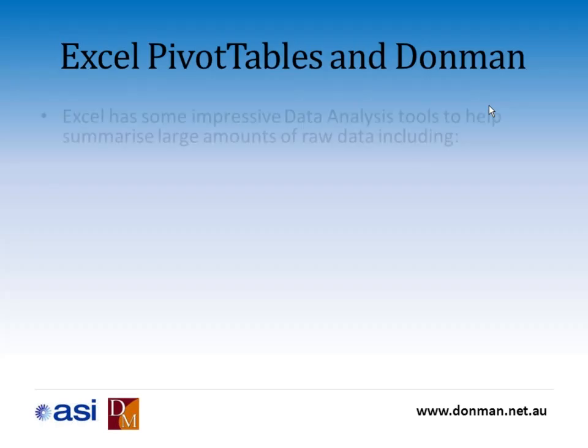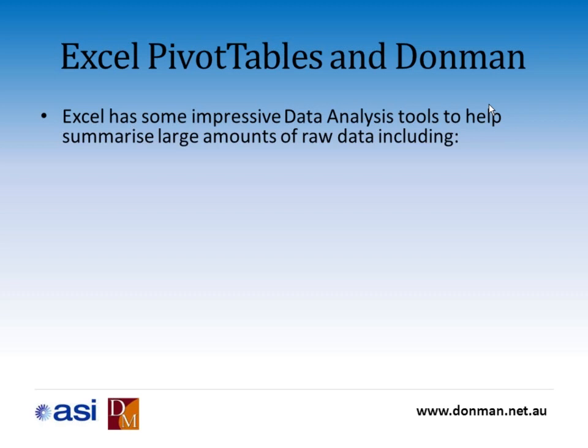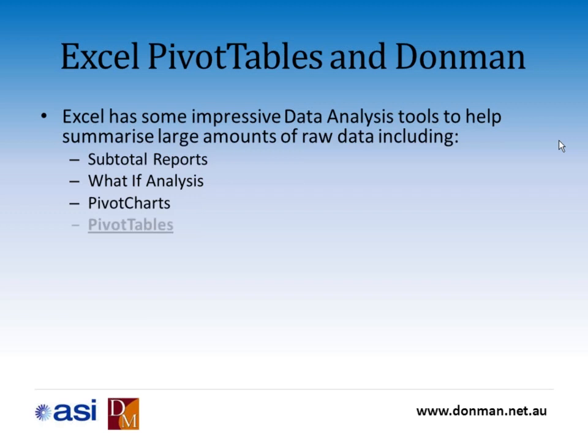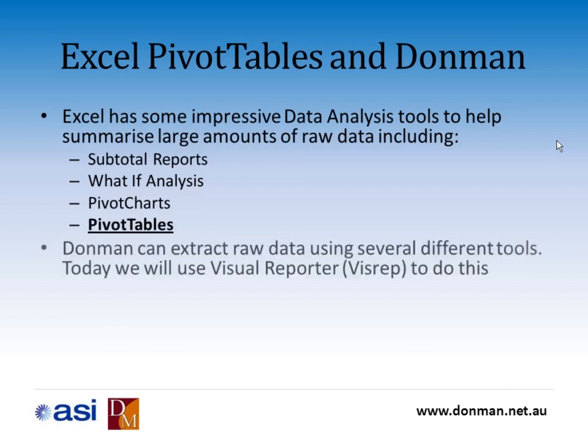So let's get going. Now, Excel's got some wonderful ways of analyzing your data, and some of those include subtotal reports, what-if analysis options, and pivot charts, and then the thing that we're going to cover today is pivot tables. We can use a number of different things within Donman to extract the data, but usually something like Visual Reporter, or VisRep for short, or one of the other reporter tools is probably the best, because it gives us added flexibility in the sort of information that we can export.